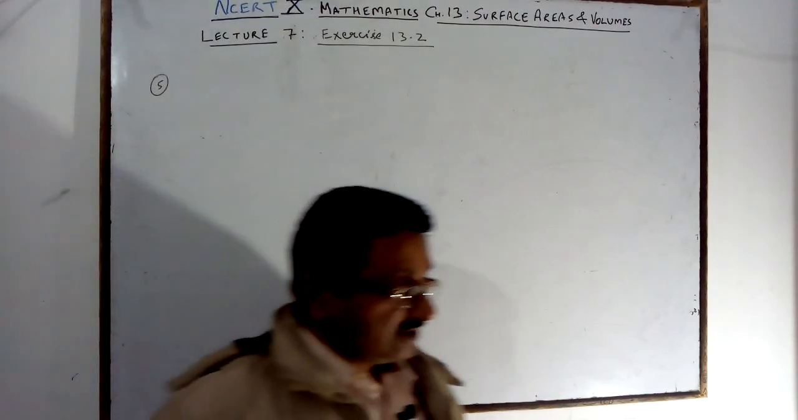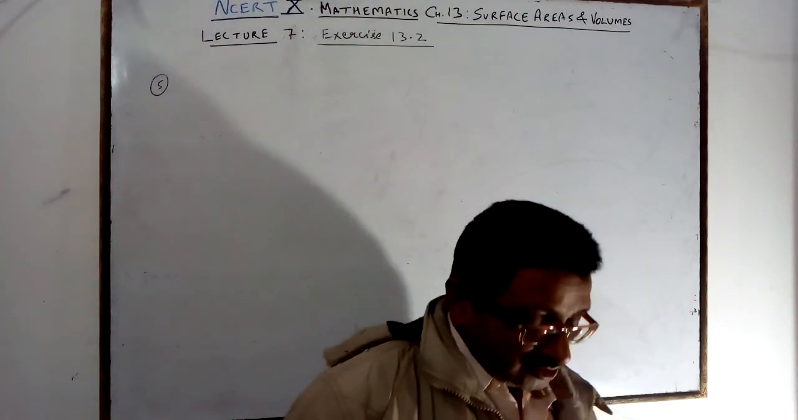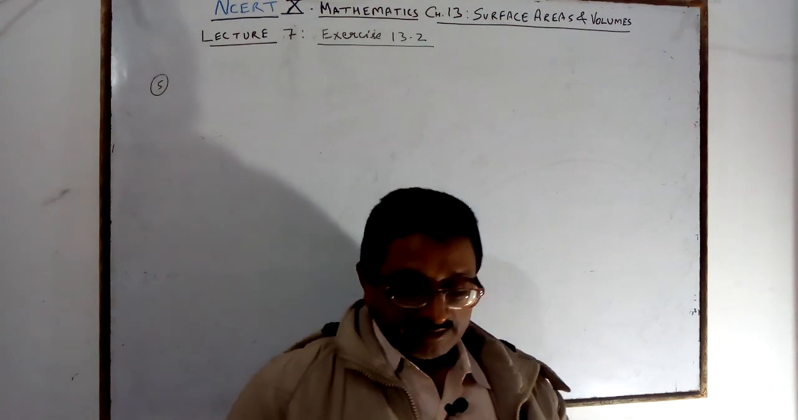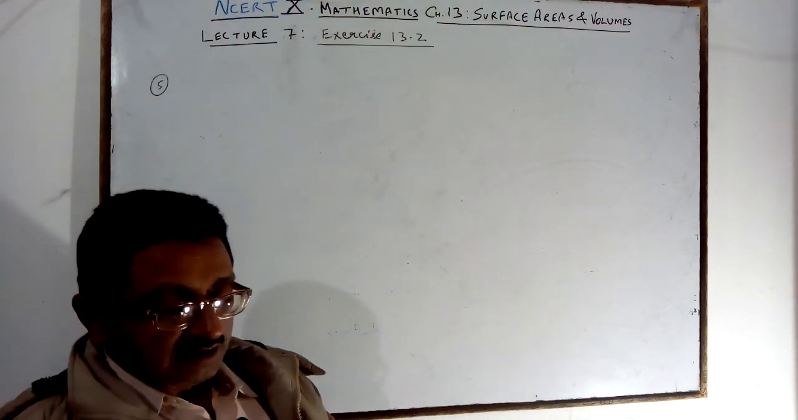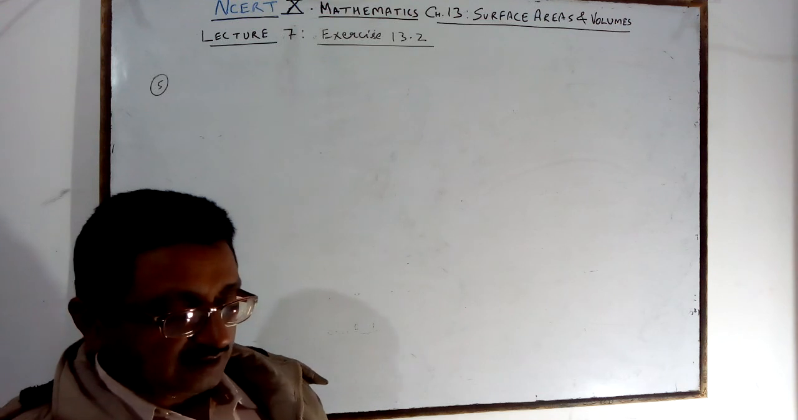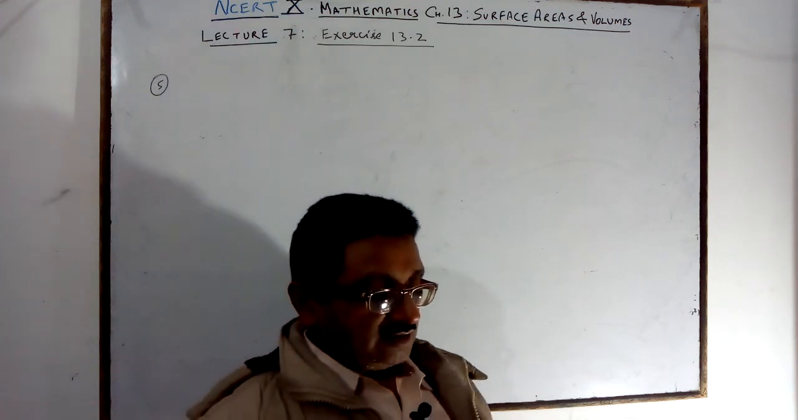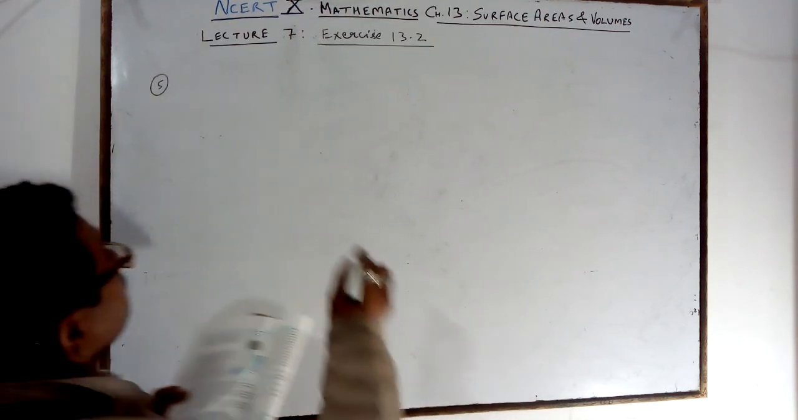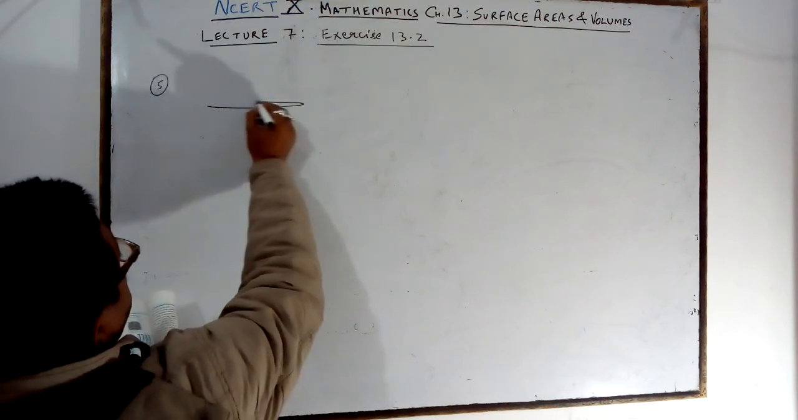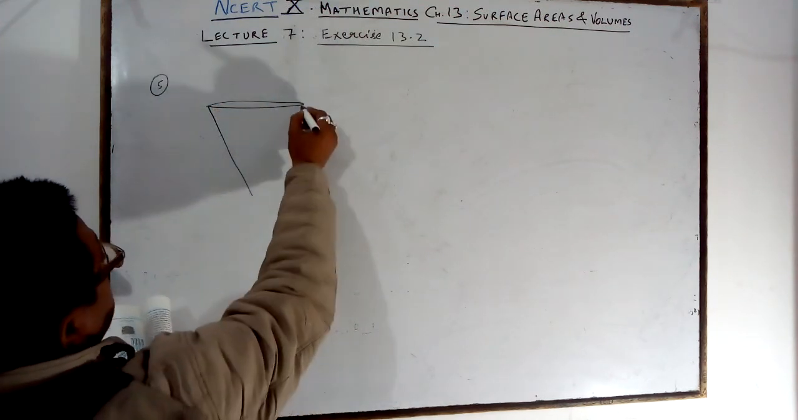Hello students, you are seeing question number 5 of exercise 30.2. A vessel is in the form of an inverted cone. Inverted cone means the base is at the top. It is called the inverted cone.